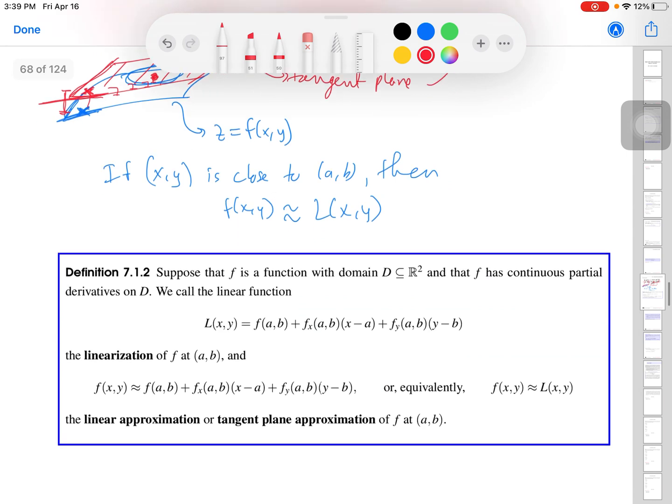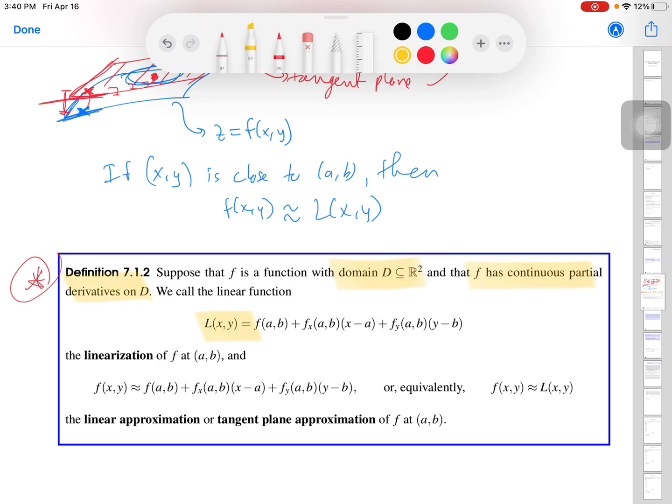And this leads to our definition down here. So effectively a direct generalization of the single variable linearization definition to the multivariable linearization technique. Suppose f is a function with domain D, and that it has continuous partial derivatives.